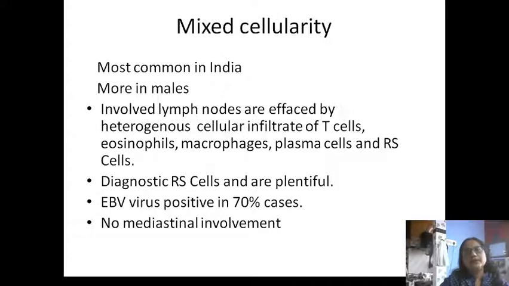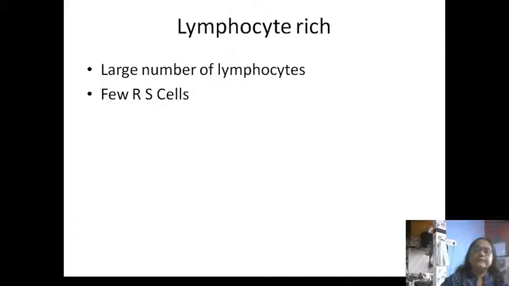Mixed cellularity type is very common in India and it occurs more in males. Here the lymph nodes have an effaced architecture by a cellular infiltrate of T cells, eosinophils, macrophages, plasma cells and RS cells. Diagnostic RS cells are plentiful. Epstein-Barr virus is positive in 70% of the cases and there is no mediastinal involvement.